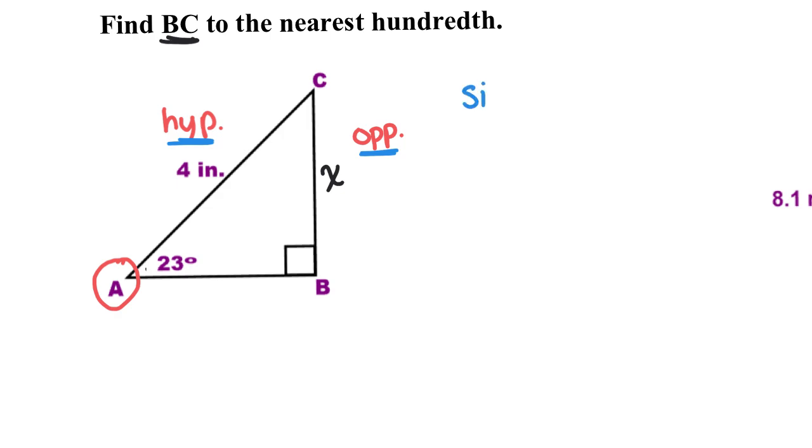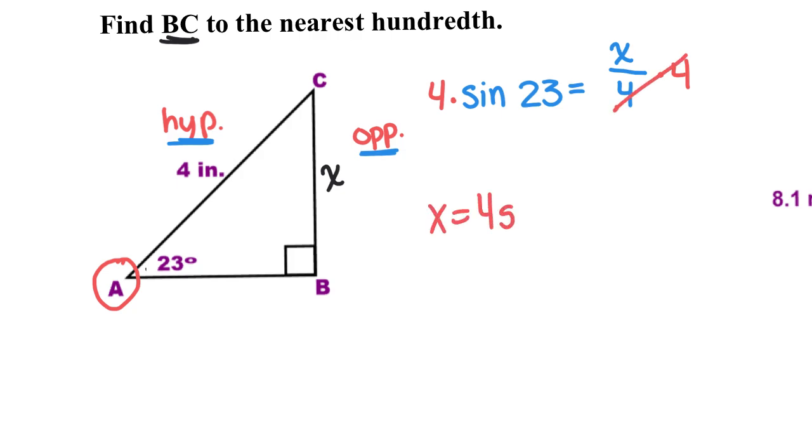So I say the sine of our angle measure, which is 23, is equal to our opposite side, which is x, over our hypotenuse, which is 4. So what we get is an equation that we can now solve for x. So to get x by itself, I would multiply by 4 on both sides. So we get x is equal to 4 sine of 23. And now this is what we can go ahead and put into the calculator.